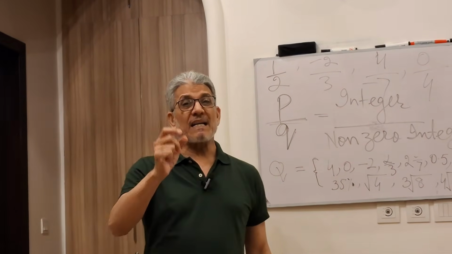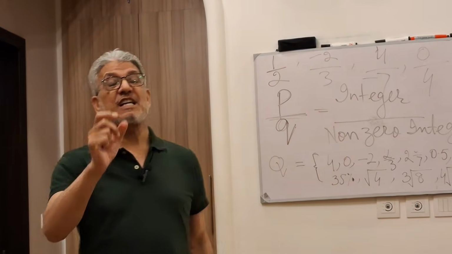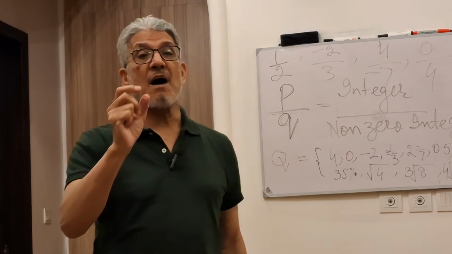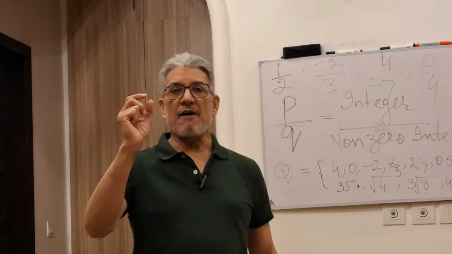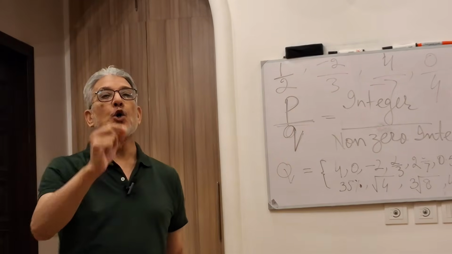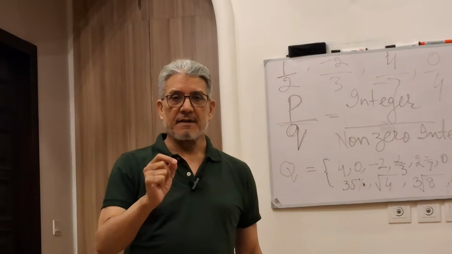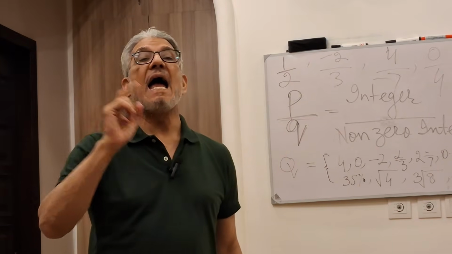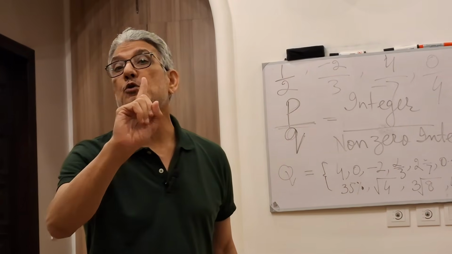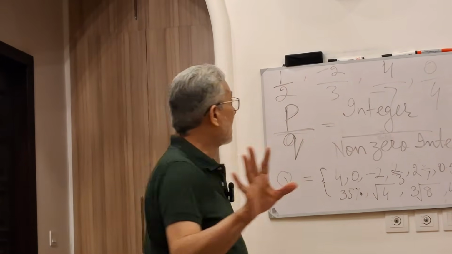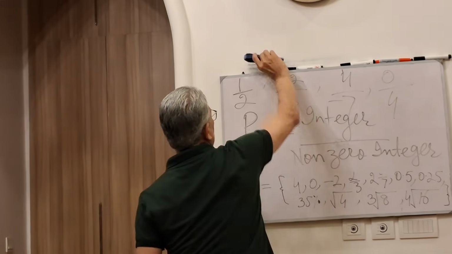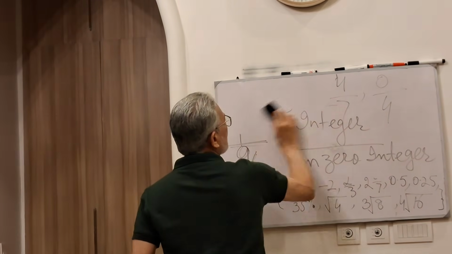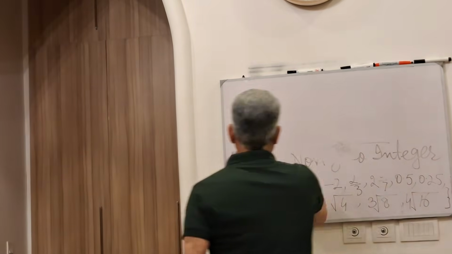So now here is the complete definition of a rational number. A rational number is a number which can be written in the form of a fraction P over Q, where P and Q are integers and Q is not equal to 0. This is the complete definition. Now let me write it in the form of a set.